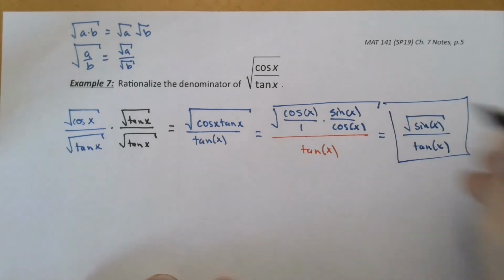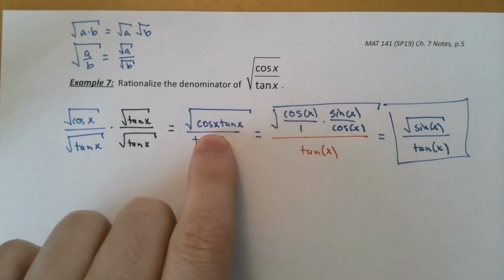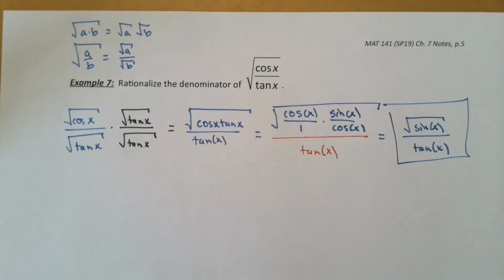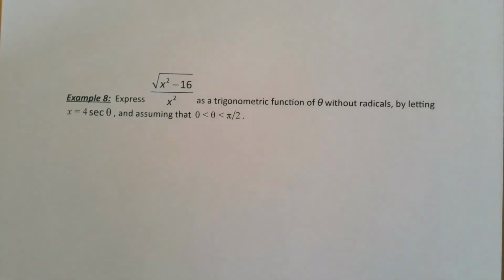We have rationalized the denominator, and we've simplified this expression that was left in the numerator. Okay, promise. Last example of this stuff, and then we'll do a sum and difference identity. This is just kind of an interesting little thing.